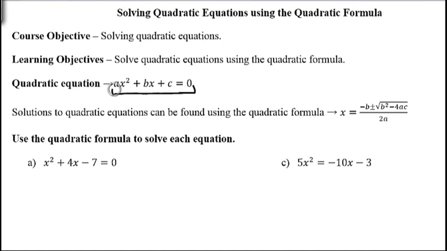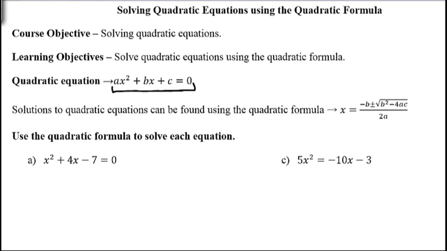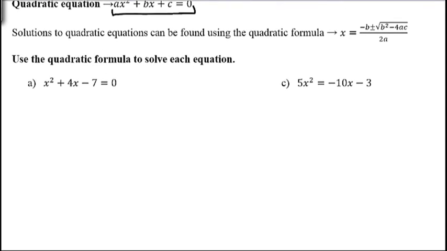And so a is always the number in front of x squared, b is always the number in front of x, and c is always your constant, or number without an x variable attached to it. So you can always use this quadratic formula in order to solve any quadratic equation that you have.